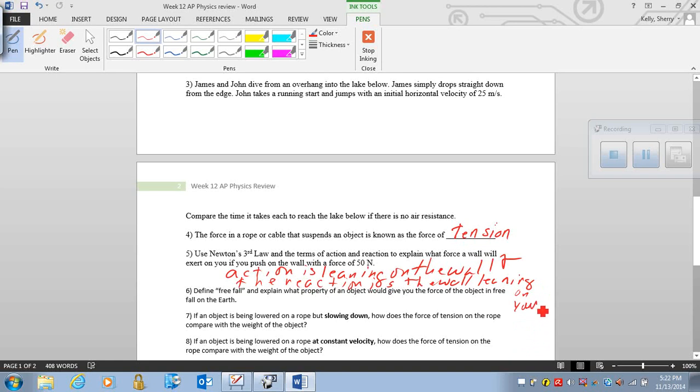And according to Newton's third law, not only are they opposite, but they're equal. So the force of the wall leaning on you would be 50 newtons.